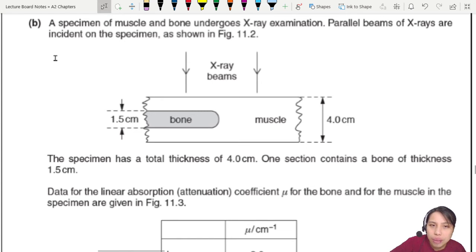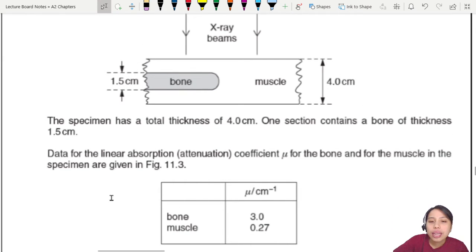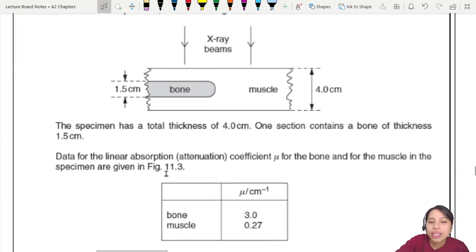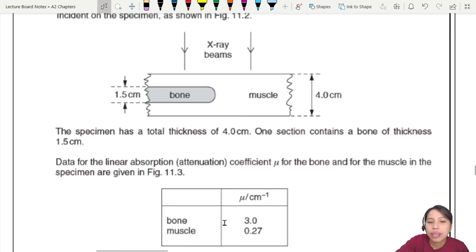Anyway, parallel beams of rays are incident on the specimen. This is very good. Parallel. This is what we want, so we can use our equation later. Specimen total thickness: one section has bone, one section doesn't have bone. So the data for the linear attenuation coefficient for bone and muscle is shown.